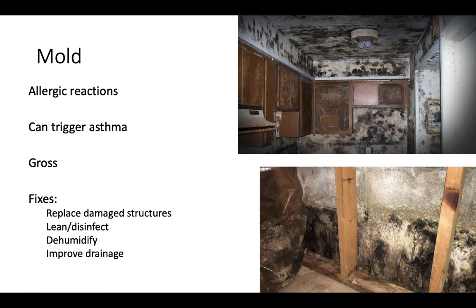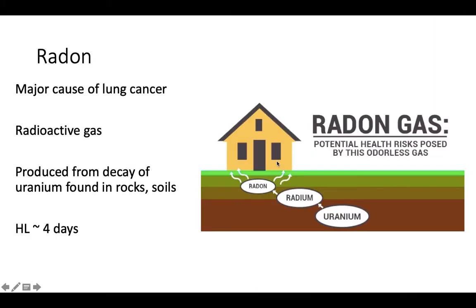So what do you need to do? You need to either rip down and replace all the moldy areas or disinfect and clean them. Mold's biggest ally is moisture. So dehumidifying your home by improving the drainage or putting in a dehumidifier will help reduce the chance that mold will grow. Lastly is radon.